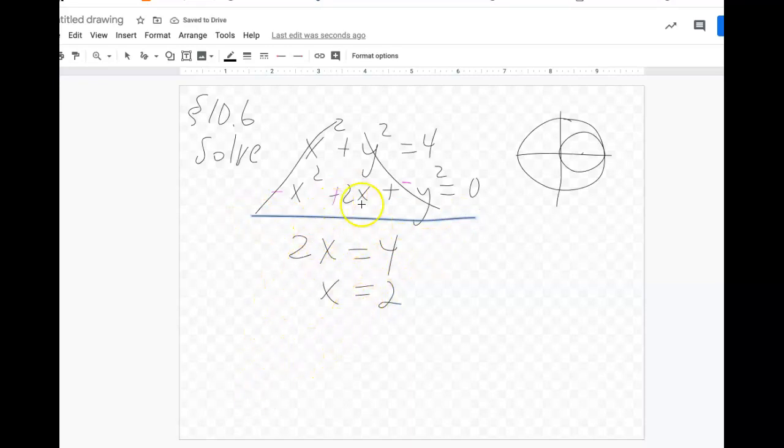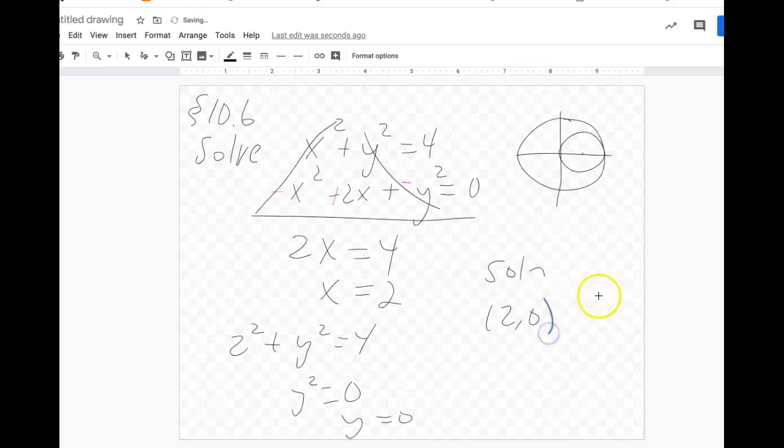And then if we need to solve for y, let's use that first equation. So 2 squared plus y squared is 4. And then clearly 4 plus y squared equals 4 is going to give us y squared equals 0. And so y equals 0. And so, like we guessed, the solution, and only one this time, is 2, 0.